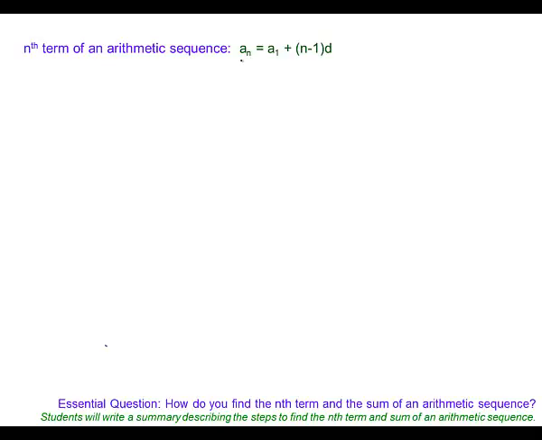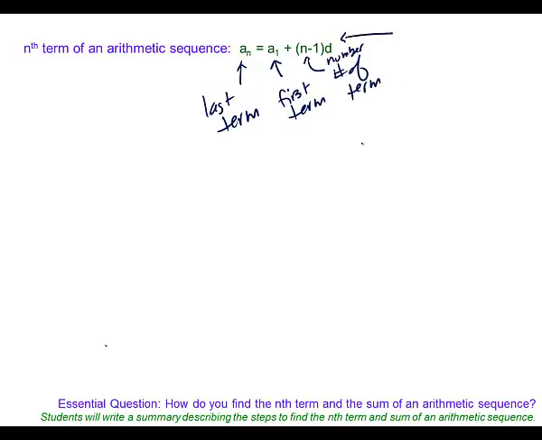Okay? So let's talk about what this means. This is the last term. Okay, so the last term is a sub n. A sub 1 is the first term. No matter where we see that in any formula, it usually stands for the first term. N is the number of terms. That's not a hashtag. We used to use it to say number. Number of terms. Maybe we need to write the word number. Okay. All right. And then d is the common difference. I usually will just say difference, but common difference.